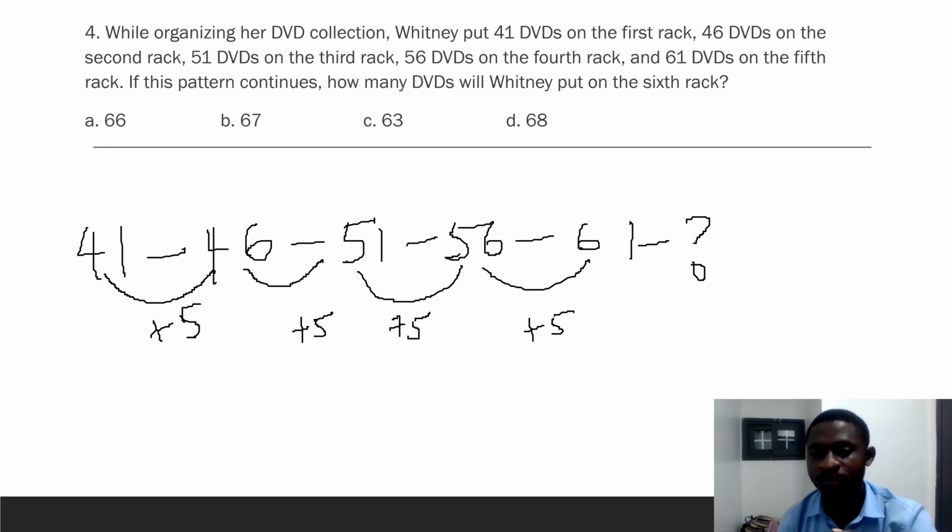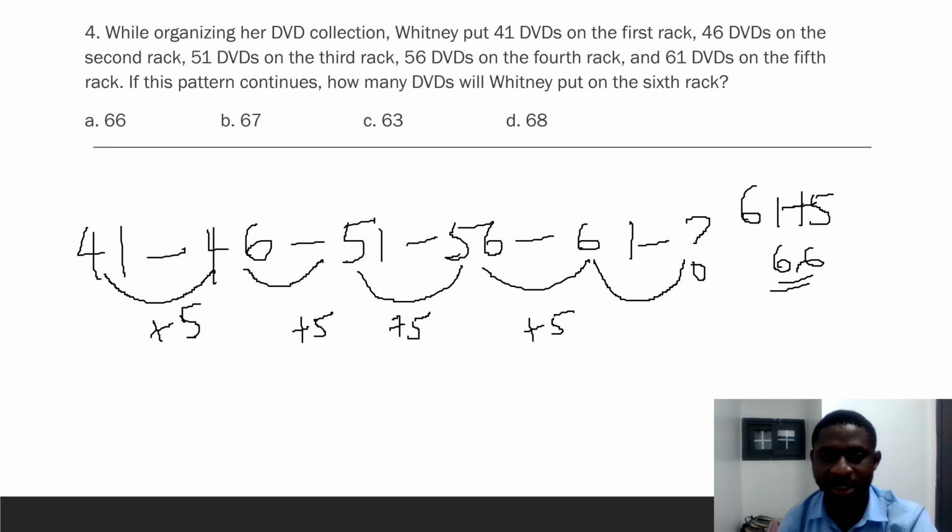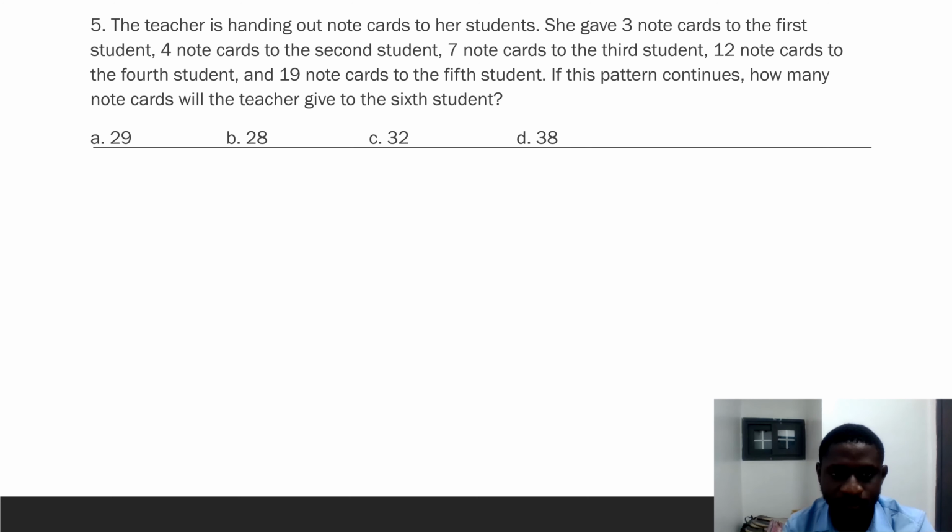Therefore, we can see that from 61, moving to the next number, we'll do 61 plus 5. And that will give us 66. So we go through our answers. We have A to be 66, B to be 67, C, 63, and then D to be 68. So our answer is A.